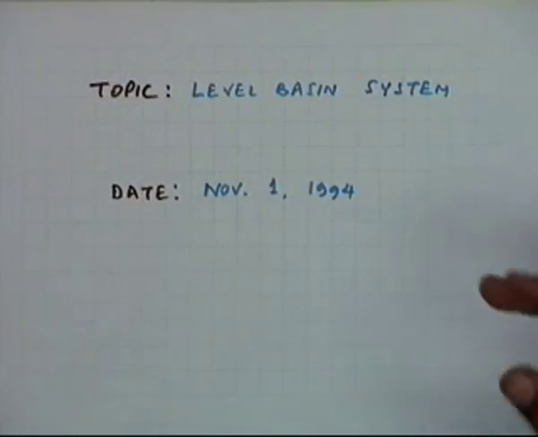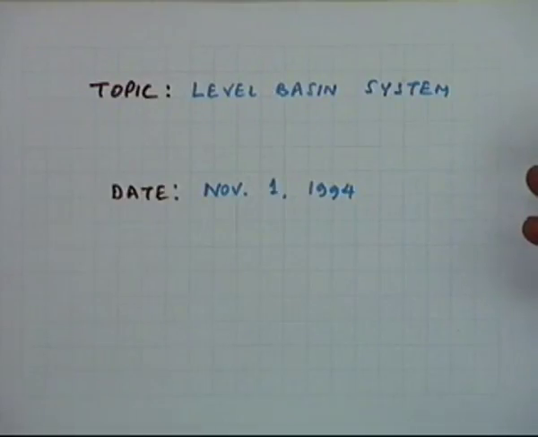We won't spend much time on the level basin system because it is quite the same procedures as we have done in the case of border irrigation system, only with very small minor differences, and I'll quickly go through this particular subject, a related topic, and try to bring out those differences which are considered in the evaluation and the design of these level basin systems.